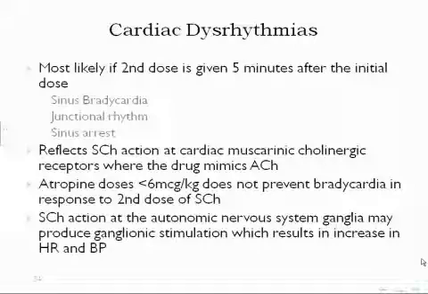Okay? Atropine doesn't seem to prevent the bradycardia on the second response, so that's also not a good thing, because you can't reverse its action. Succinylcholine's action on the autonomic nervous system ganglia may produce ganglionic stimulation, which results in an increase in heart rate and blood pressure, usually on the first dose, but not on the secondary dose.